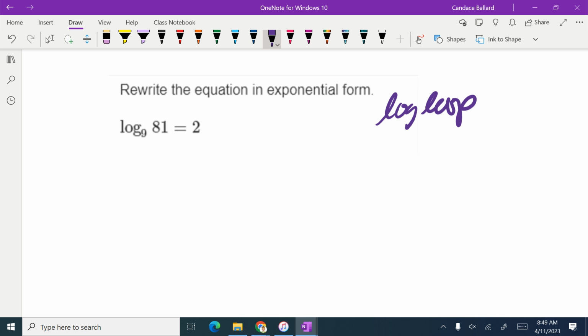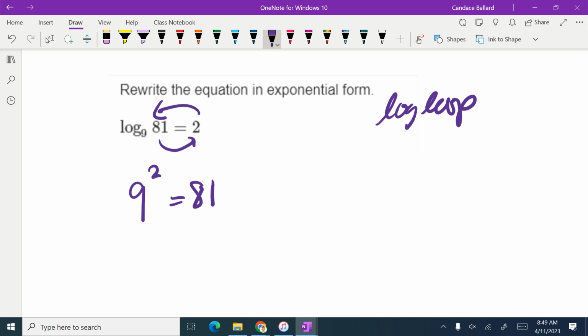Okay, so you're going to take your base. What's the base of that log? 9. Hopefully we haven't forgotten all of this. And we're literally going to loop it around. So 9 squared equals 81. That's it. That's all there is to that question.